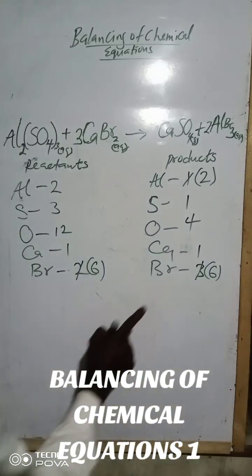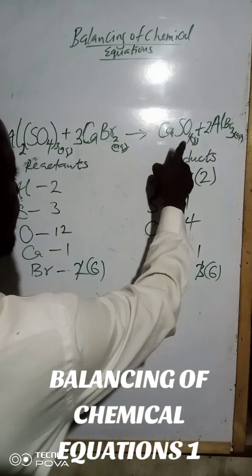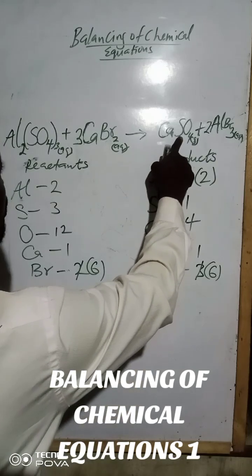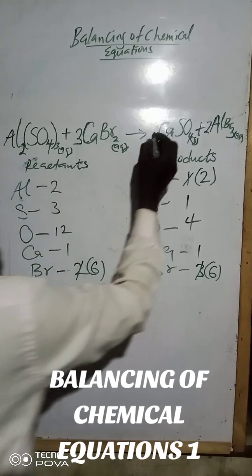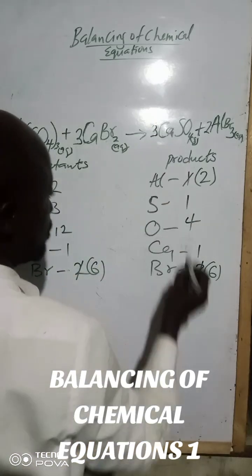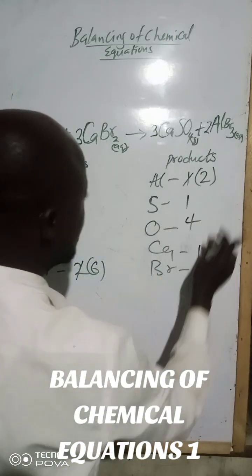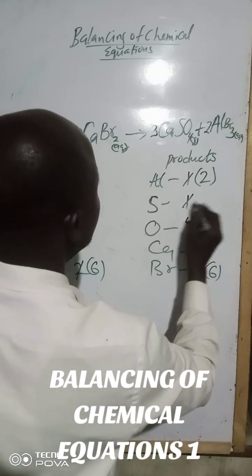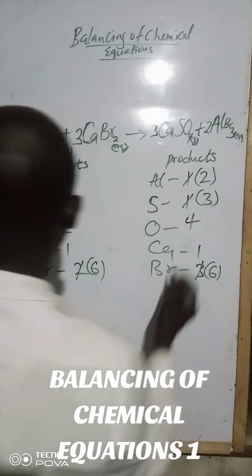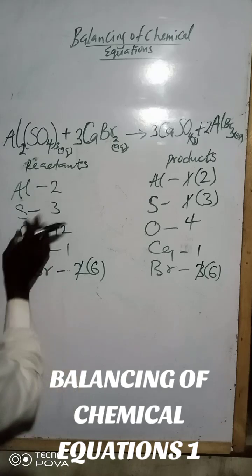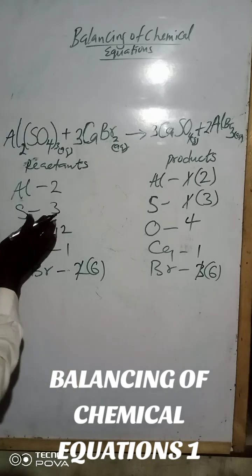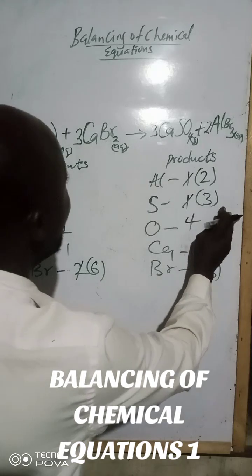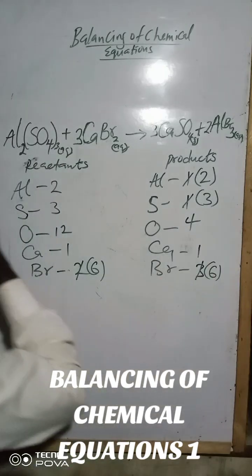It's still very much balanced. So it's still very okay. I'm having 3 here. I'm having 1 sulfur here, but at the other side here, I'm having 3. So let me put 3 here. This sulfur will change from 1 to 3. So of course, the sulfur at the reactant side is now equal to that of the sulfur at the other side.